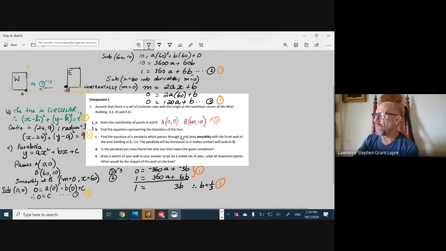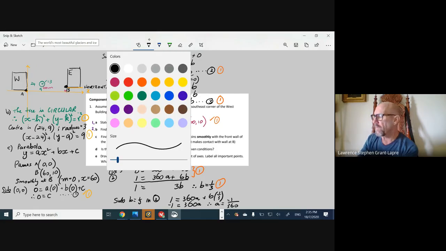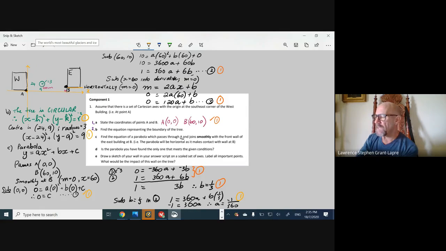We want to substitute B equals a third, and I'll put it into any equation. Let's just put it into equation 2. 1 equals 360A plus 6 times a third. So that's 2. So take 2 across to be minus 2. 1 minus 2 is negative 1. Therefore, A equals negative 1 over 360. So we've just got ourselves another mark. 1, 2, 3, 4, 5, 6, 7 marks already.